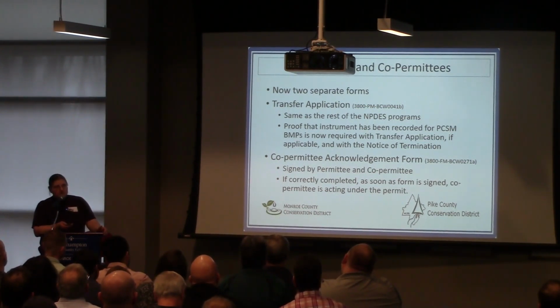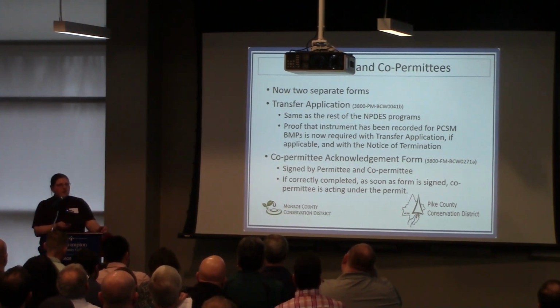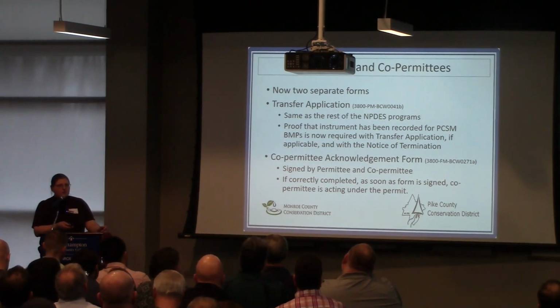The co-permittee acknowledgement form is still signed by the permittee and the co-permittee, but once they sign it, that form is valid. You'll no longer get a letter from the Conservation District saying that we acknowledge the co-permittee form. They still have to send it to us, but once they sign it, it's valid that they're now a co-permittee, as long as it's filled out correctly.